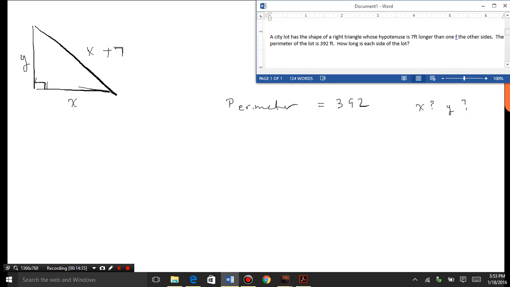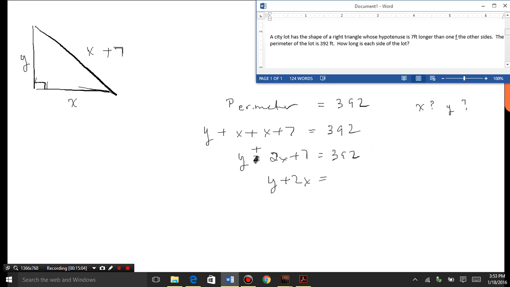Okay, so they say perimeter, so let's see if I can figure out the perimeter. Perimeter is y plus x plus x plus 7. Notice nothing prompted me to put this y in here. Sometimes giving it a name helps a lot. That's all I did, give it a name so I knew what to call it when I put it into this equation. So y plus 2x plus 7 equals 392. I'm in the habit of making things nice and pretty.